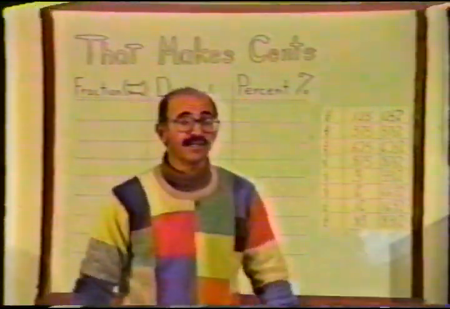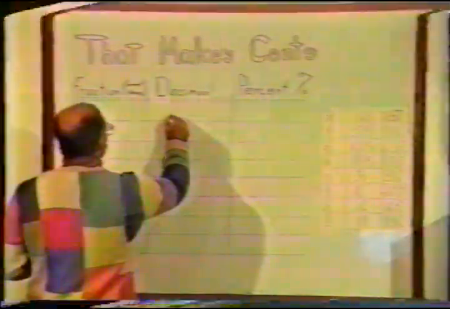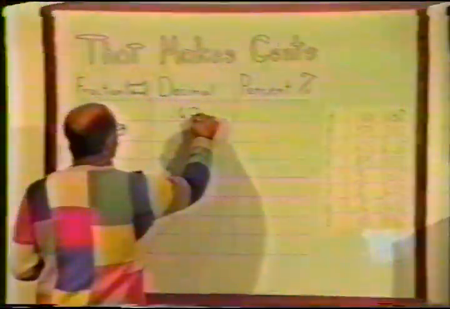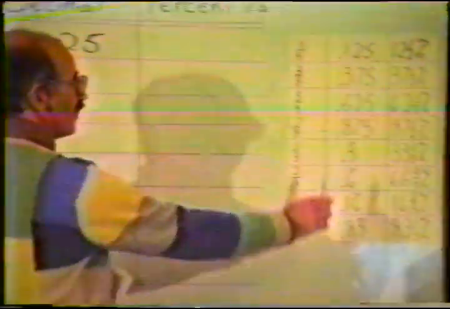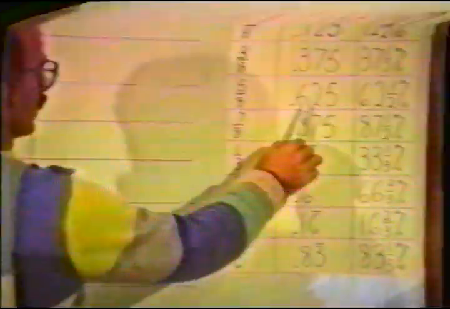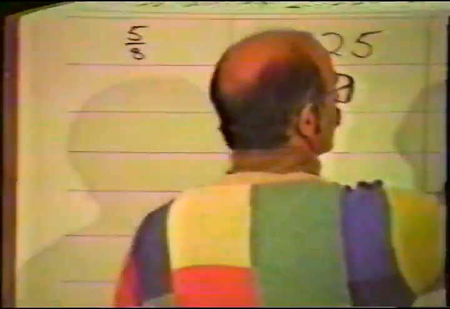Our next one is a decimal. 0.625. Is that one that you should know? Yes, it is. It's one of your memory percents. 0.625 comes from what fraction? 5/8. And that is how much percent? 62.5%.